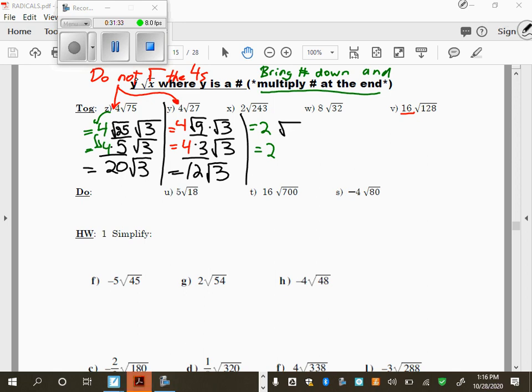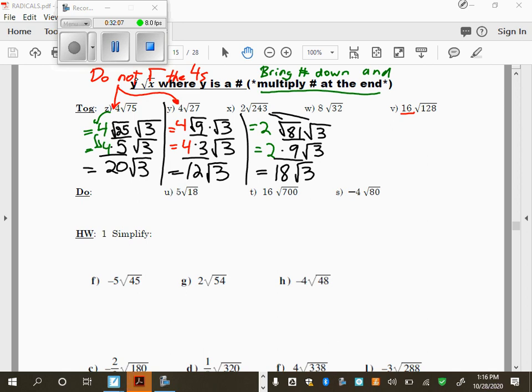It's the radical 243 I've got to break down. Somebody? Yep. Justin says 81 times 3. Square root of 81 is 9. And then 2 times 9 is 18 radical 3. So in this case, the perfect square is going to be the middle number, and the middle radical turns into a number. And then you multiply the numbers together.